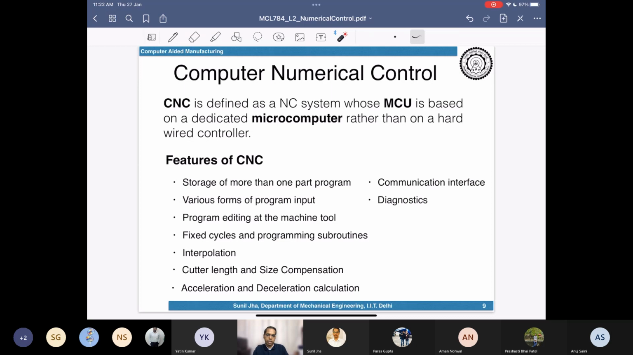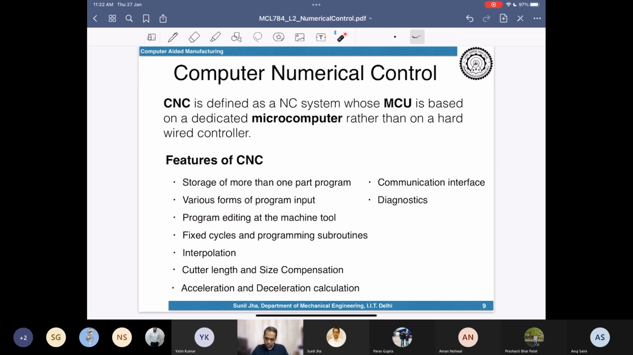Actually, at any point of time, you can only have one program going inside the machine, and then it will be executing. And once that completes, then you have to input the next program completely again. And that's the reason that people were using magnetic tapes and punch cards to do all those activities. But now, because we have enough space in the computer, you can easily save multiple programs. You can call the programs and then you can execute them. So that's how the storage is easier when you have computers. You have options to write the program on the machine controller itself. So various forms of program input are possible.